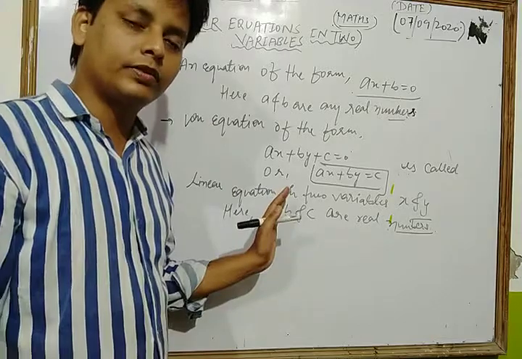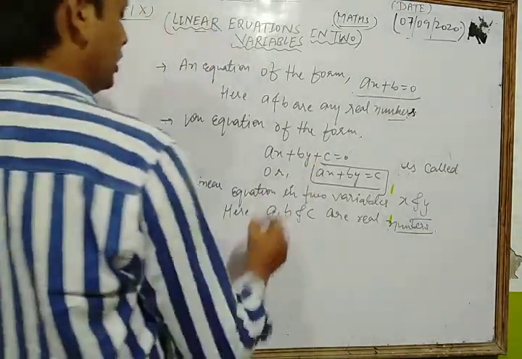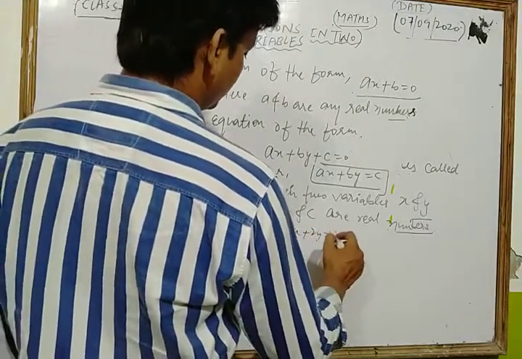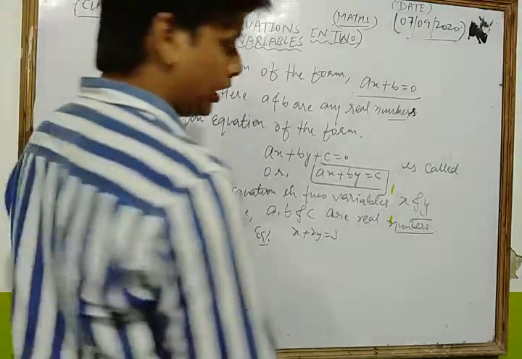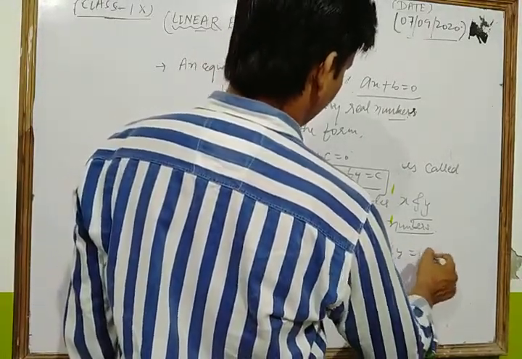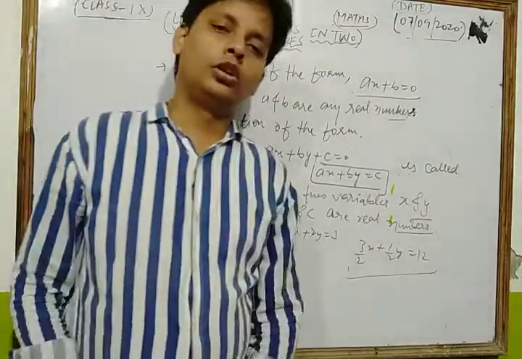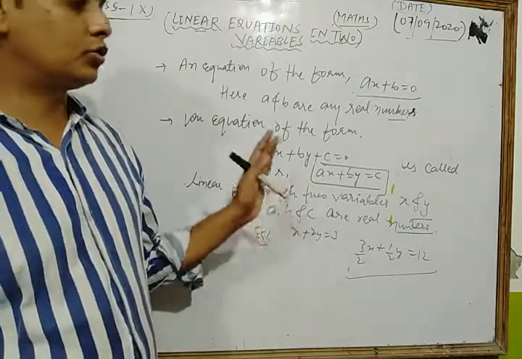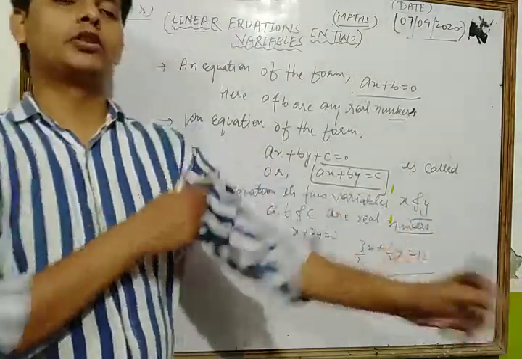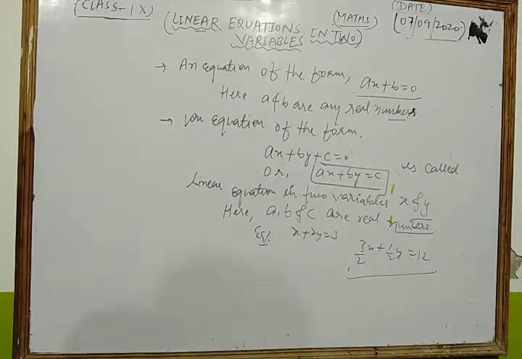Now all of this topic is clear. So we take some examples of linear equations. Suppose we write the equation x plus 2y is equal to 3, it is a linear equation. If we write 3 by 2 x plus 1 by 2 y is equal to 12, this is also a linear equation in two variables. So this is the concept of linear equations in two variables. Now we take and solve some questions based on linear equations in two variables. Now let's see.